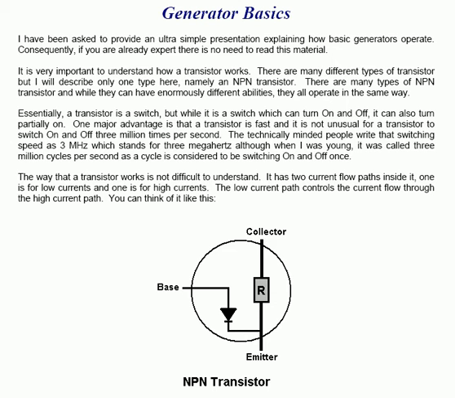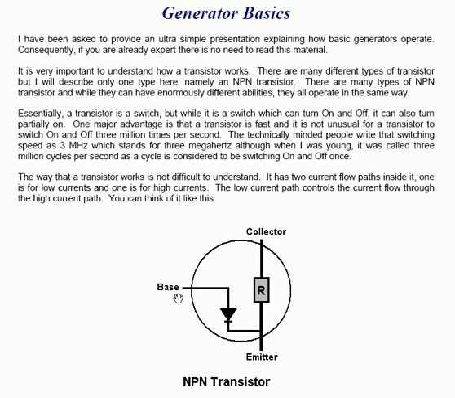The technically minded people write that as switching speed of 3 MHz, which stands for 3 megahertz, although when I was young it was called 3 million cycles per second, as a cycle is considered to be switching on and off once. The way that a transistor works is not difficult to understand. It has two current flow paths inside it. One is for low currents and one is for high currents. The low current path controls the current flow through the high current path.